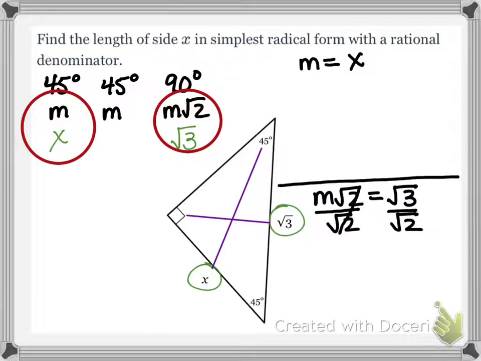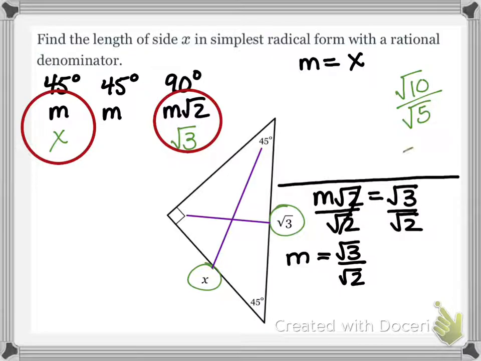Those disappear. Now I have m equals the square root of 3 over the square root of 2. Now, what am I going to have to do here? Here's one thing I want you to realize. If you had ended up with something like, making this up, square root of 10 over the square root of 5, you actually can divide those because they both have radicals and say 2. And then since they both have radicals, you'd say square root of 2. Square root of 10 over square root of 5 is square root of 2. You can simplify that way.